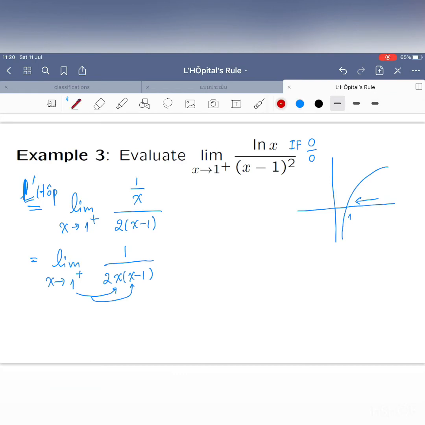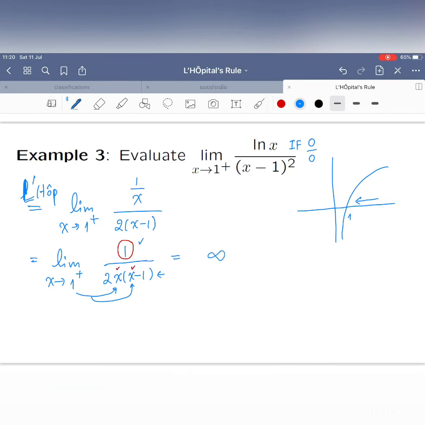As you can see, your top is a fixed number 1, but as your x goes to 1 from the right, this one goes to 1, of course, but this one goes to 0, and of course it goes to 0 from the right as well. So what does this mean? It means that this limit depends on a fixed number on top and a very, very small number at the bottom.